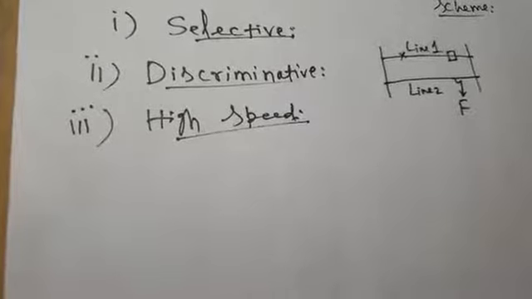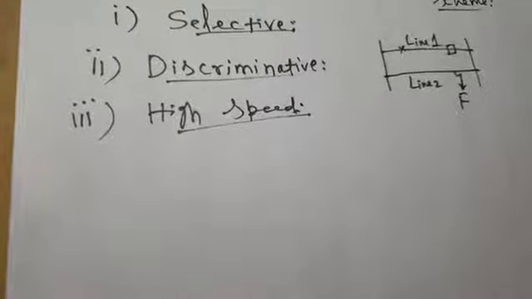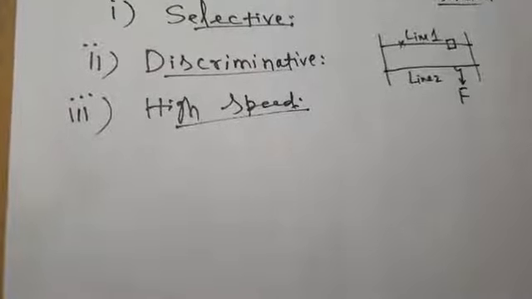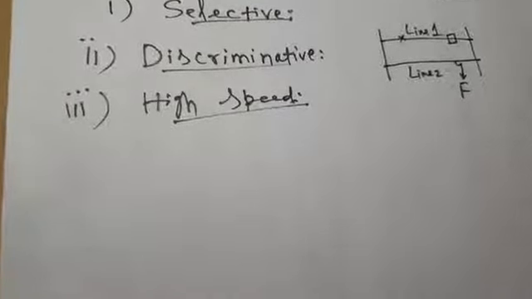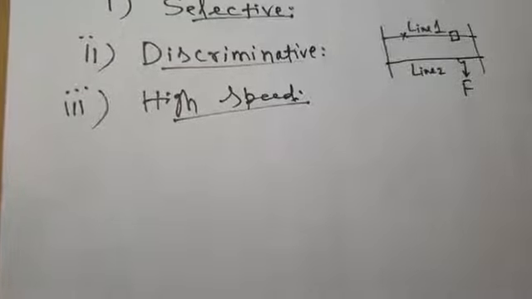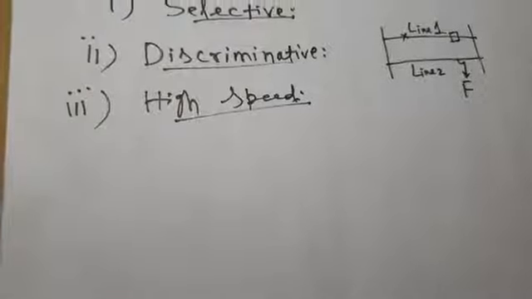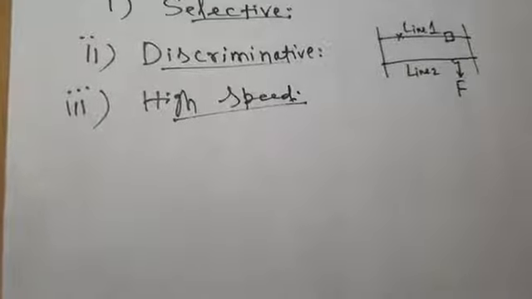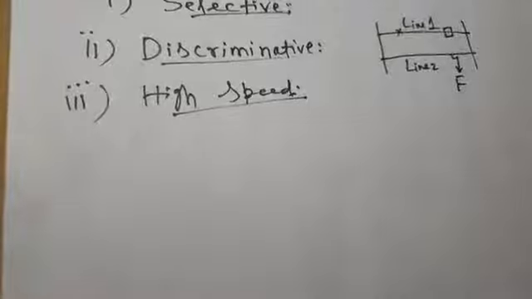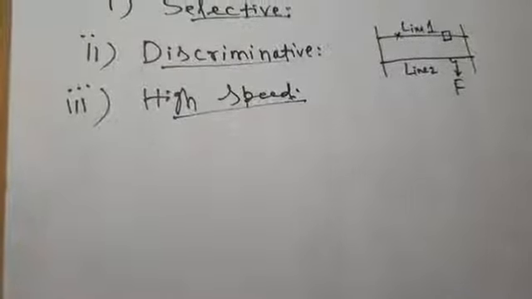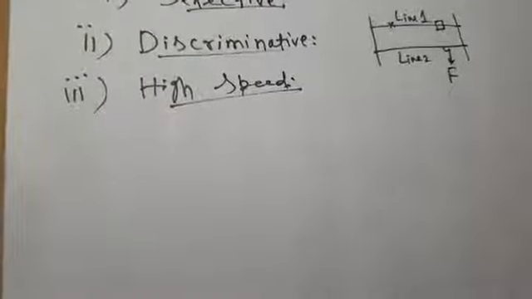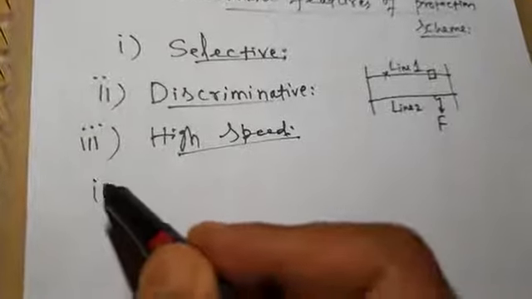So therefore, we can say that our protective scheme should operate at high speed. It should be quick enough, but not so quick that it operates for transients also. So when you design a protective scheme, you have to take care that it operates only for faulty conditions, not for transients. No doubt, the protective scheme should be fast enough, but not so fast that it operates for transients also. This is the third desirable feature.